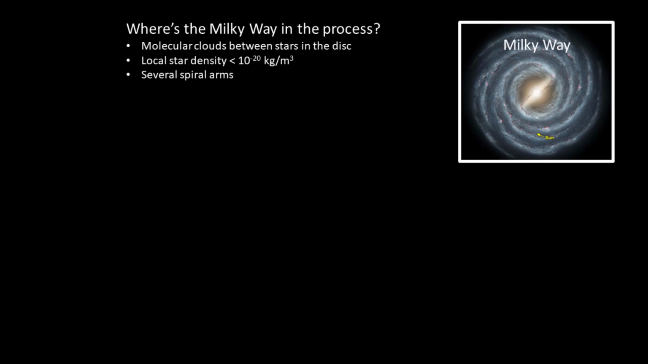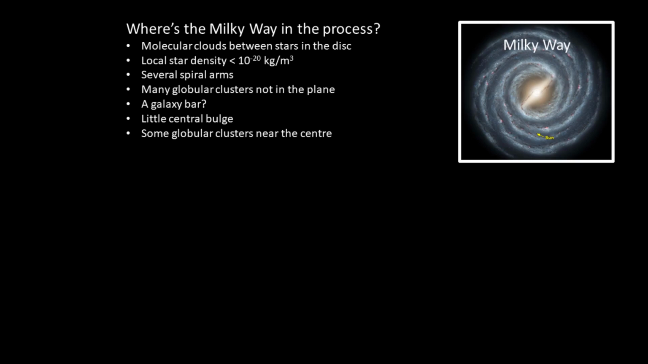Let me point out that that image on the right is an artist's impression. We don't really know in detail what the Milky Way looks like. But what we observe is that there are molecular clouds between the stars in the disk. The local star density is fairly low. There are several spiral arms. There are many globular clusters that are not in the plane of the galaxy. There may be a galaxy bar. It's a bit difficult to tell from our viewpoint. There isn't much of a central bulge, and there are some globular clusters that are very near the centre of the galaxy. So what does that tell us?